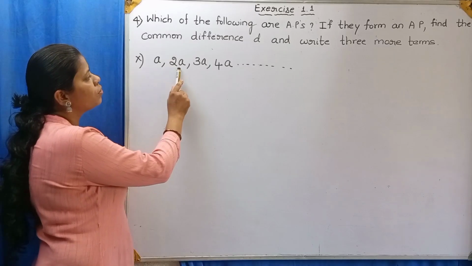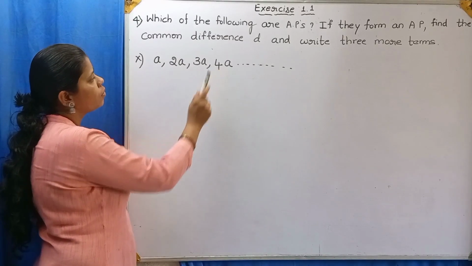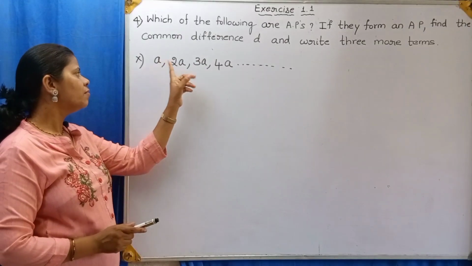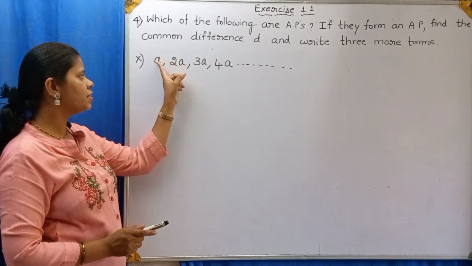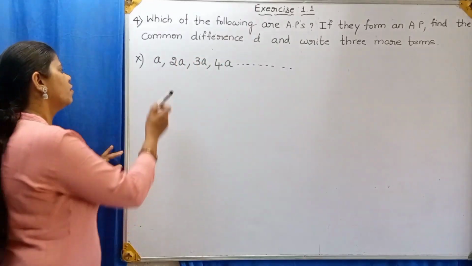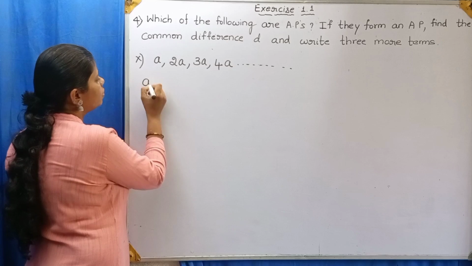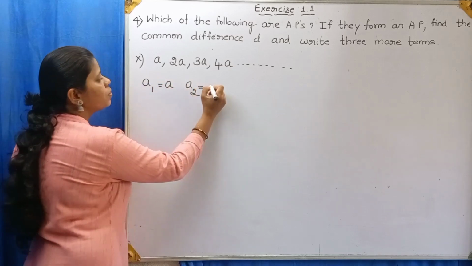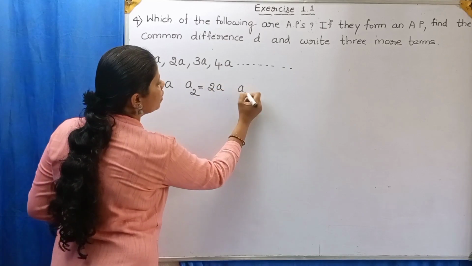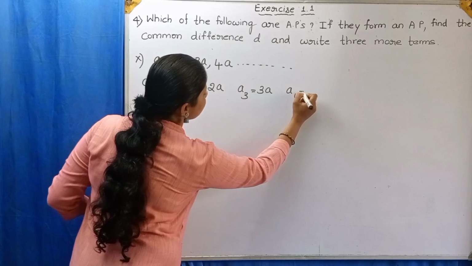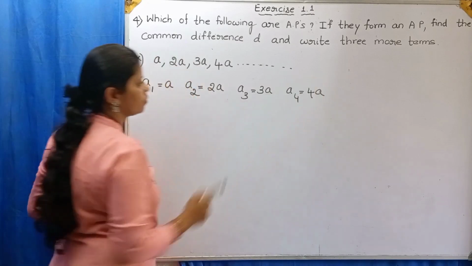Say A, 2A, 3A and 4A. We have to say whether it's an AP or not. For that, we have to find out the difference between these two and these two. Okay? That is, A1 is A, A2 is 2A, A3 is 3A and A4 is 4A.